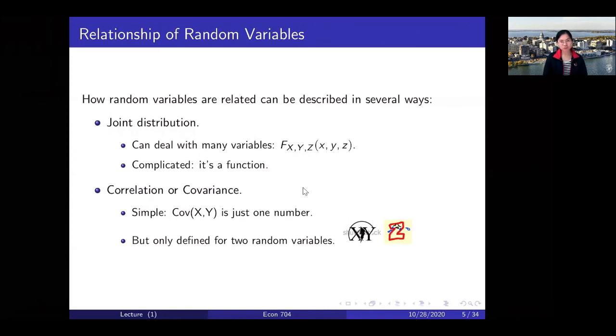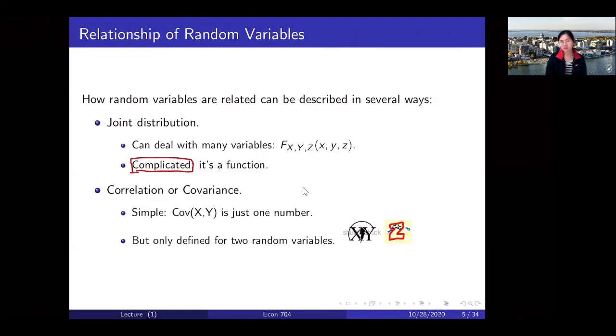However, because it's so comprehensive, it is too complicated, because it's a function. If you have two variables, it's a two-dimensional function. If you have three variables, it's a three-dimensional function, and so on and so forth. Even in the two-dimensional case, a function is rather complicated. It's hard to imagine it in your mind. So joint distribution is very comprehensive, but it is complicated.